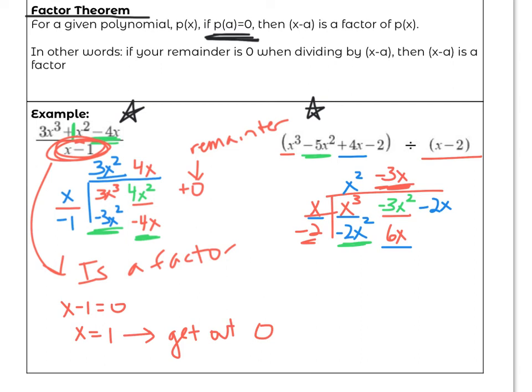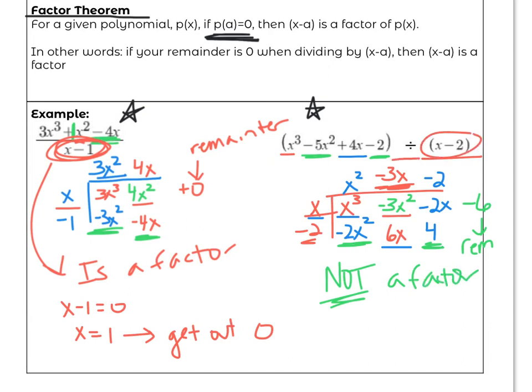What times x is negative 2x? Negative 2. Negative 2 times negative 2 gives me 4. Last step, I have 4. I want negative 2, so I need to take away 6. My remainder is negative 6. So since I have a remainder, that means it's not a factor. What's not a factor? x minus 2.